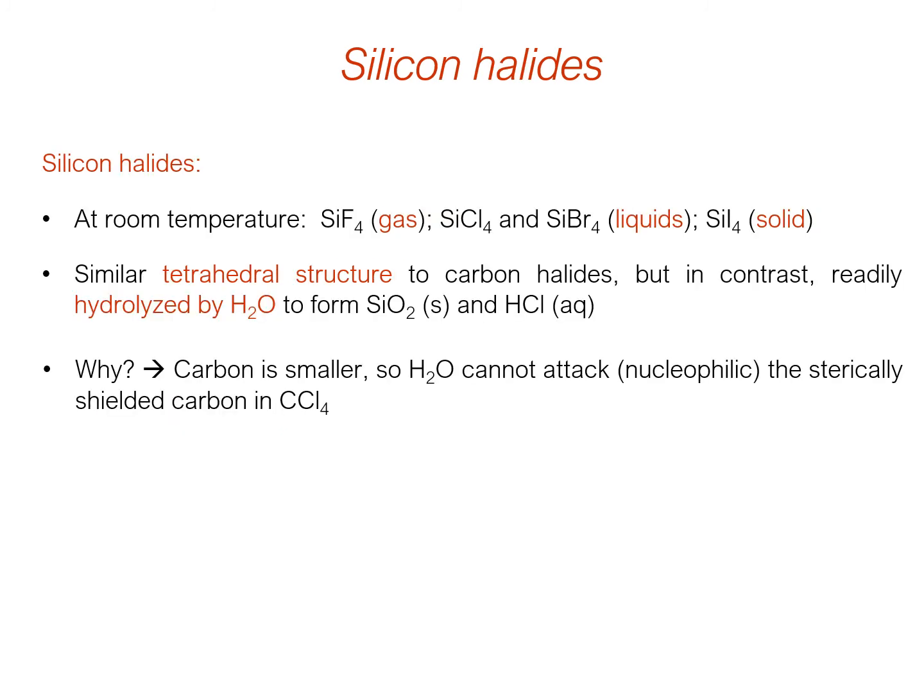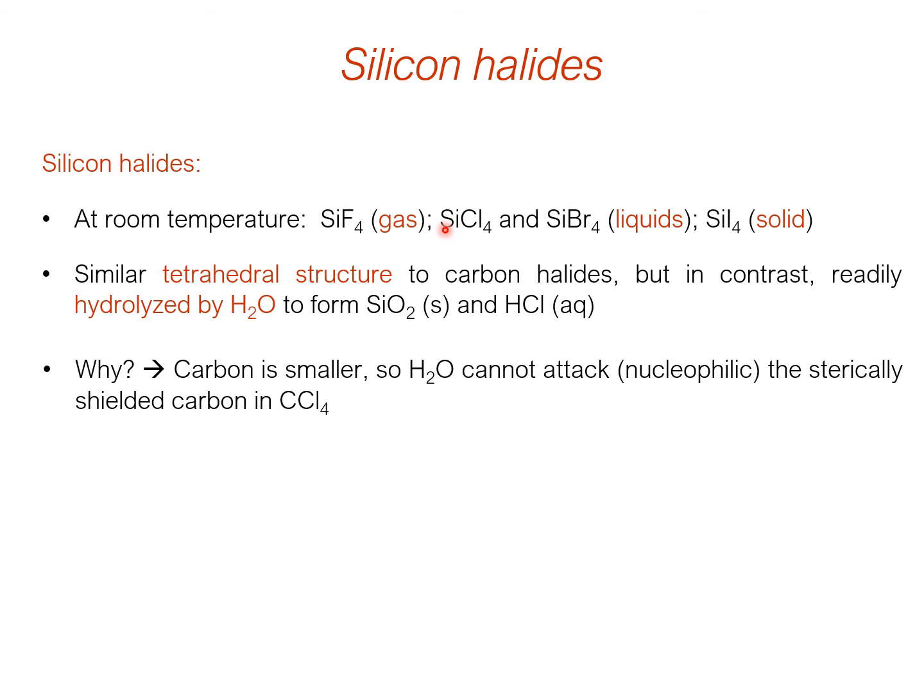So moving on to the halides of silicon, these are fairly similar to the halides of carbon. They're tetrahedral, and at room temperature the fluoride is a gas, the chloride and the bromide are liquids, and the iodide is a solid. So a slight difference here. With carbon, the bromide was a solid also, here it's a liquid. But like carbon, they all have a tetrahedral structure. But unlike carbon, they react with water quite readily.